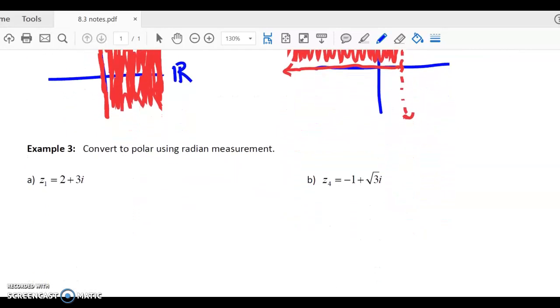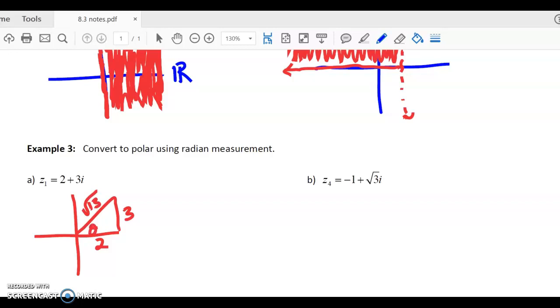Example 3, convert to polar using radian measurement. So z1 we used above where it was 2 plus 3i. Now we're going to convert it to polar coordinates. Well, if we think back to what I've been telling you all chapter, plot the points, don't try to memorize too many formulas. We have this scenario where we learned already that this was the square root of 13.